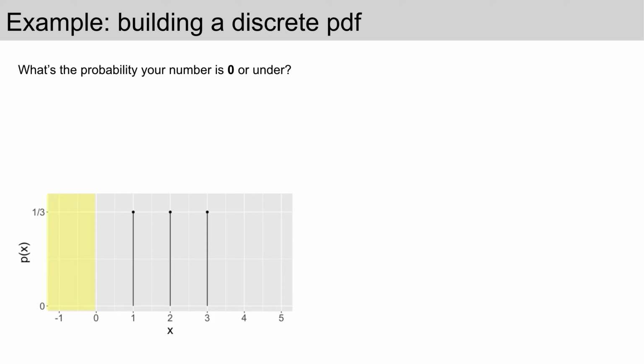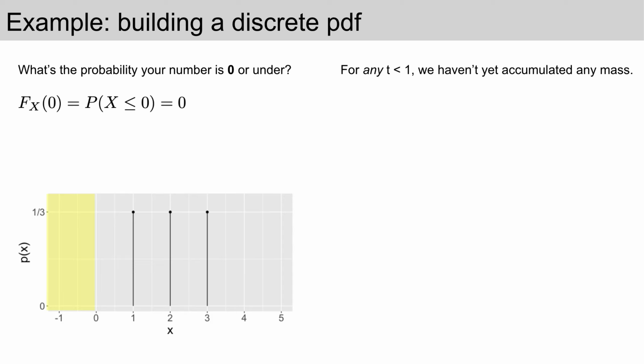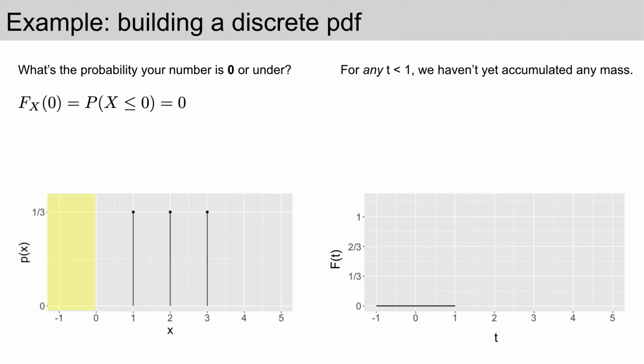Let's start by exploring the CDF at values t that are below the support of our model. For example, what's the probability that your randomly selected number is 0 or under? Well, the smallest number that we can get is 1, so there's a 0% chance that our number is at or below 0. That is, the CDF at 0 is 0. In fact, for any t below 1, we haven't yet accumulated any mass. Thus, the CDF for t values in this range is always 0.